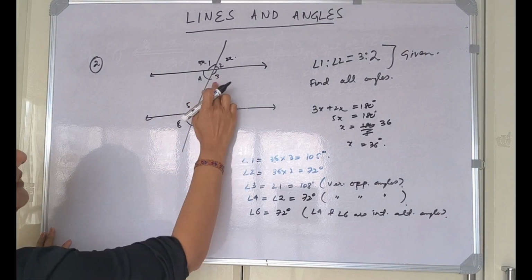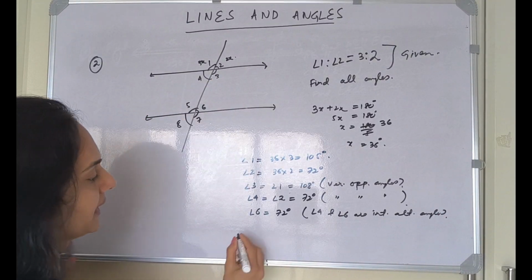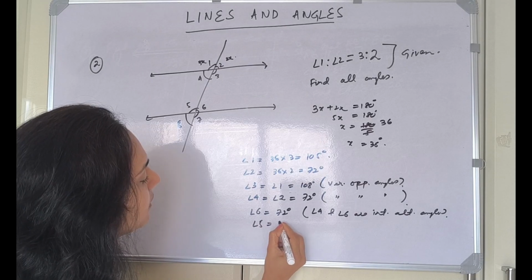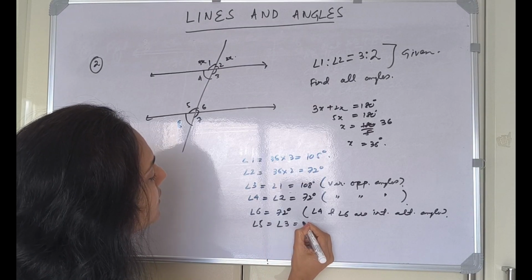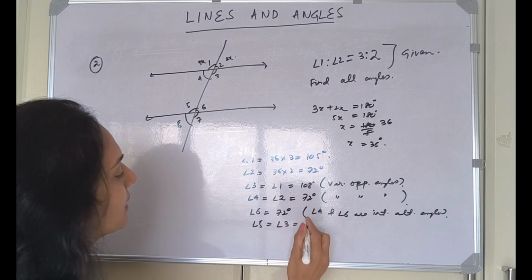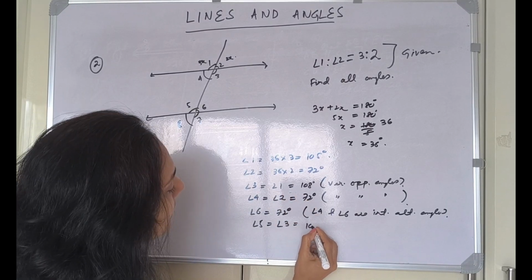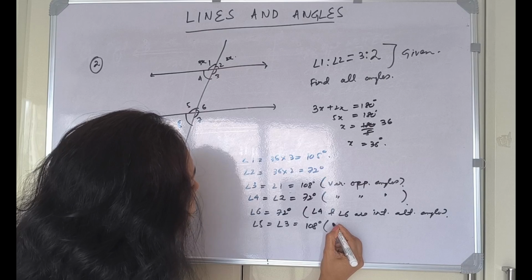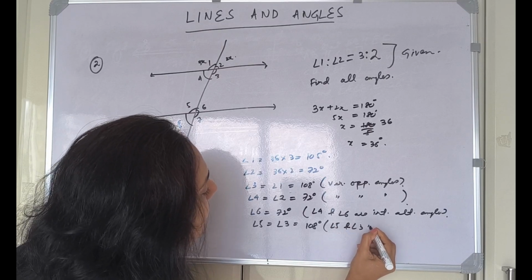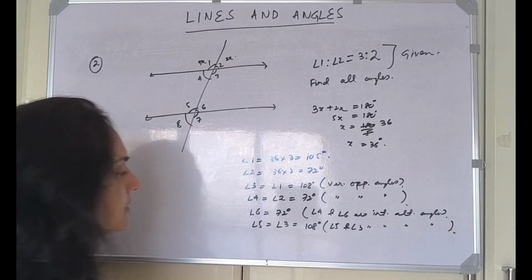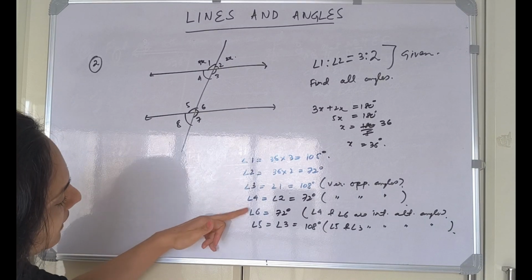And in the same way 5 and 3 are also interior alternate angles. So angle 5 equals angle 3, and angle 3 was 108 degree, so it equals 108 degree. We will write angle 5 and angle 3 are interior alternate angles. Done? So we got 1, 2, 3, 4, 5, 6.